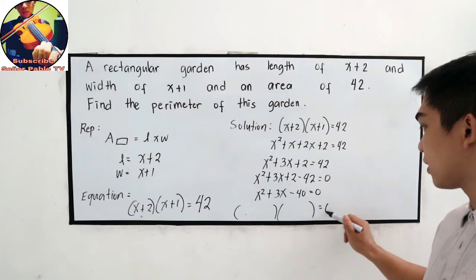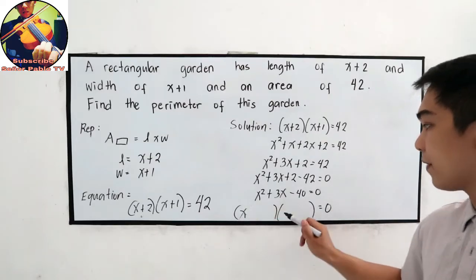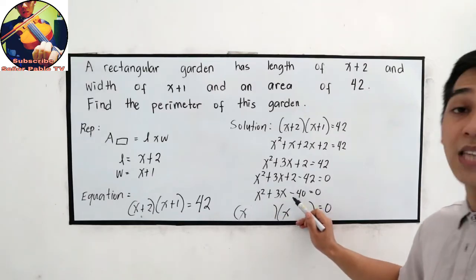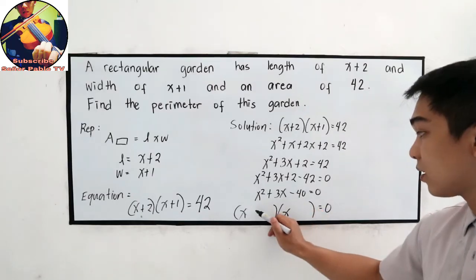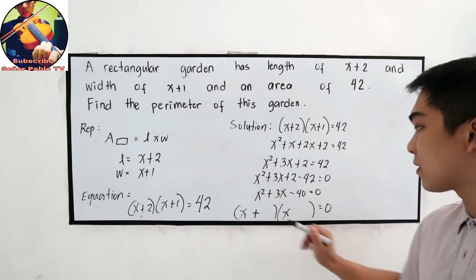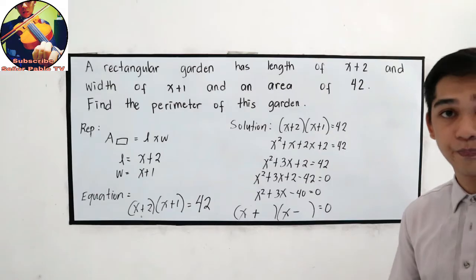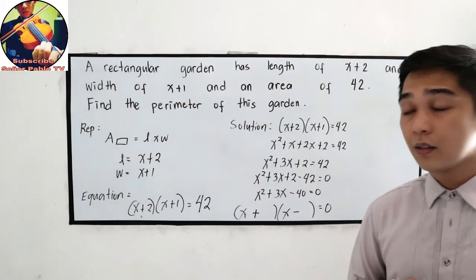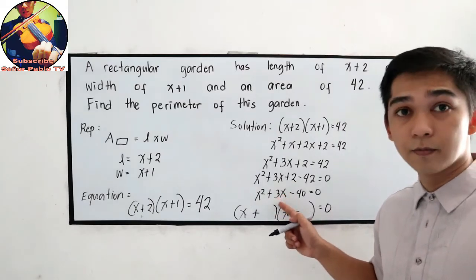So, our factors is equal to 0. So, x and x, the factors of x squared. Since this is negative, our factors have a sign of 1 positive and 1 negative. Factors of negative 40 now. The sum must be positive 8.